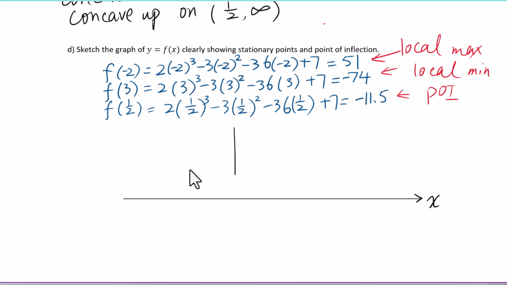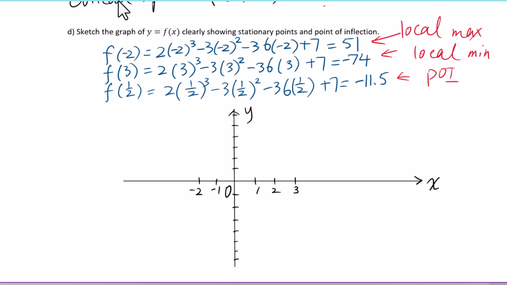Label x, y, origin. For x, we will label 1, 2, 3, negative 1, negative 2. For y, you could say negative 74, with 10 as the scale. Label, this is a positive 10, here is a negative 10. Then get these 3 points: negative 2, 51; 3, negative 74; 1/2, negative 11.5.